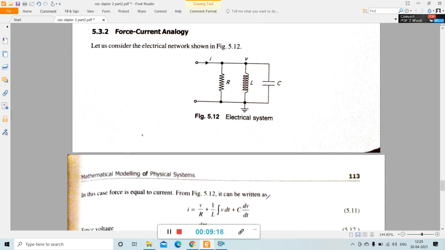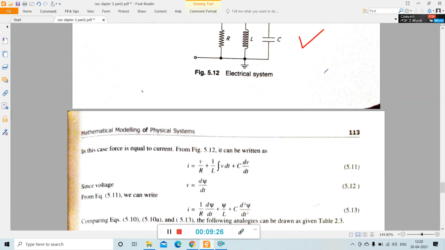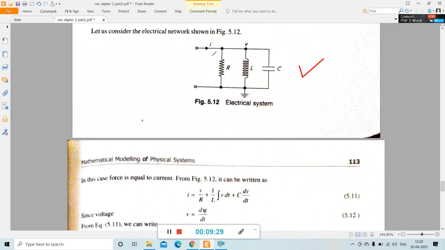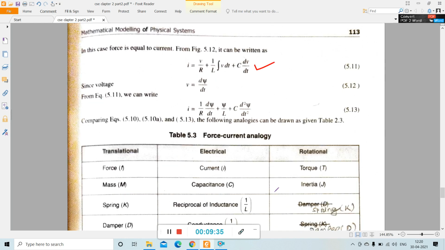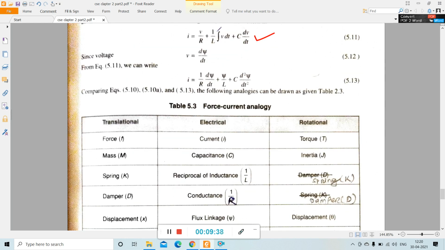In the case of force current analogy, let's consider an electrical network like this, a parallel system. Though it is a parallel system, here we can apply KCL and find the current expression. So I is equal to V by R plus 1 by L integration V dt plus C dV by dt, where V is equal to d psi by dt. This is the current through the resistor, the inductor, and the capacitor.